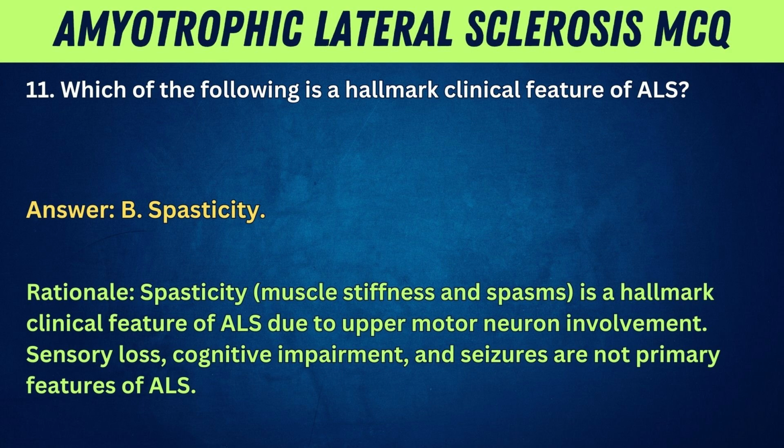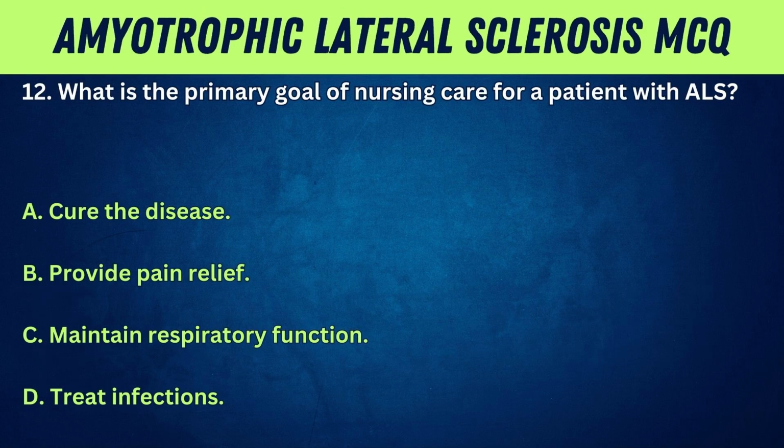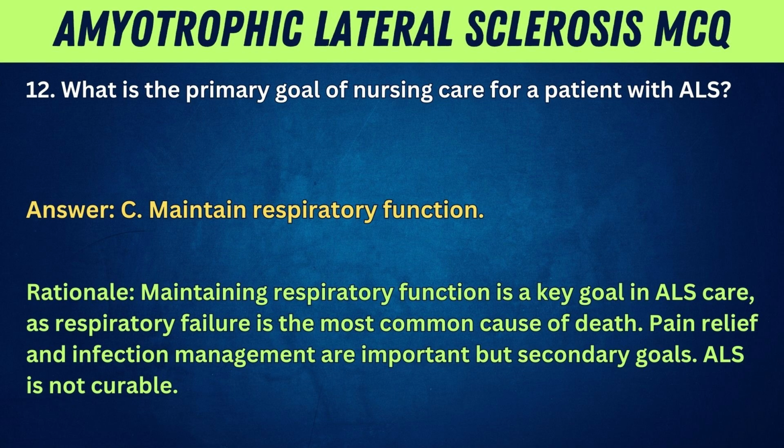Sensory loss, cognitive impairment, and seizures are not primary features of ALS. 12. What is the primary goal of nursing care for a patient with ALS? A. Cure the disease. B. Provide pain relief. C. Maintain respiratory function. D. Treat infections. Answer: C.